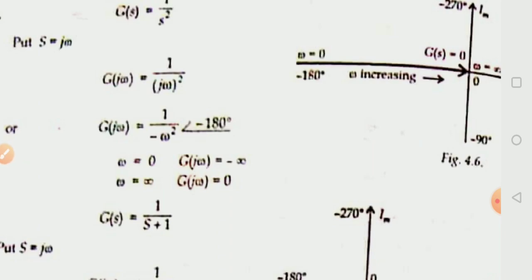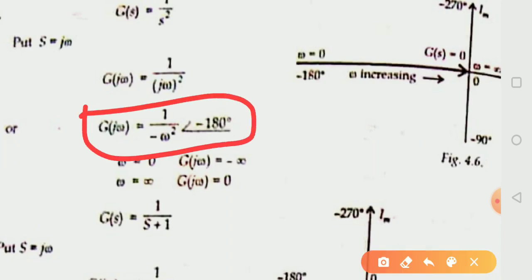Okay, so then we find, as omega tends to 0, what is the magnitude of this transfer function, and as omega tends to infinity, what is the magnitude of this transfer function, and what is the angle. So here the angle for both cases is the same, it is minus 180 degrees. So there is no tan inverse which we want to calculate. So here the angle is fixed, minus 180 degrees.